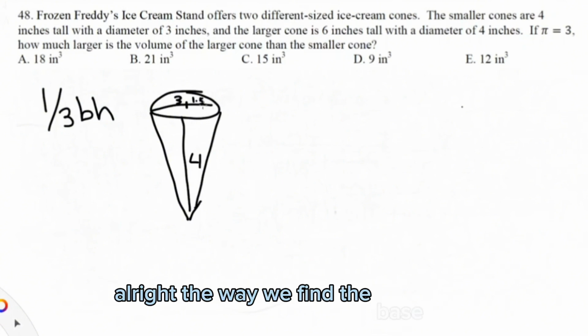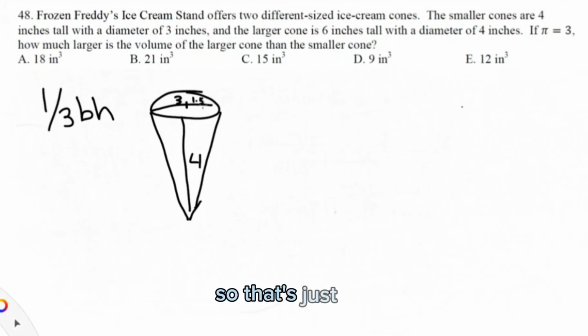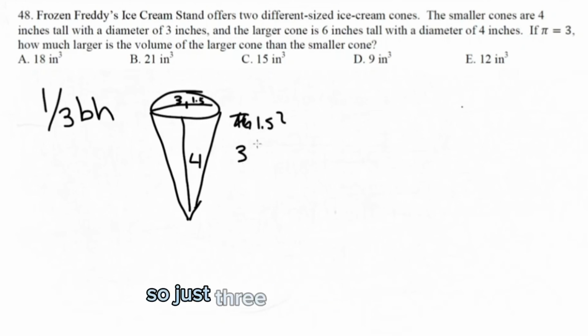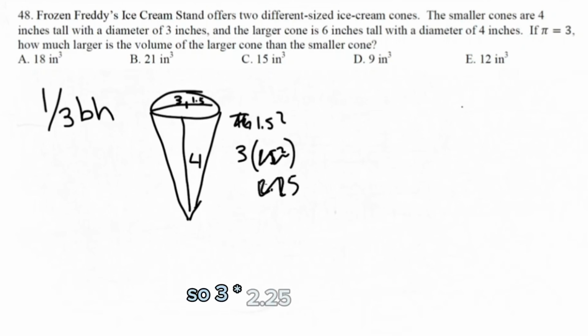The way we find the area of the base is just pi r squared, since it's a circle. So that's just pi times 1.5 squared. Pi is just 3, so it's 3 times 1.5 squared. 1.5 squared is just 2.25. So 3 times 2.25 is just 6.75.